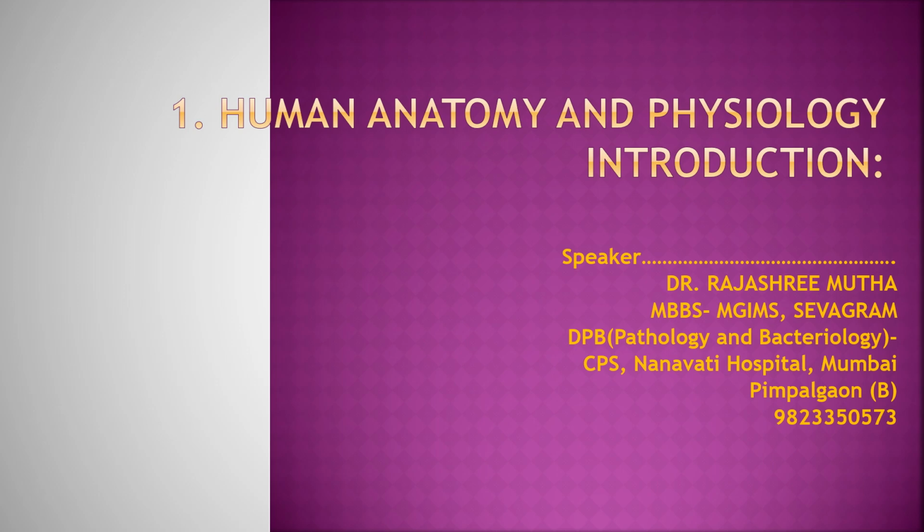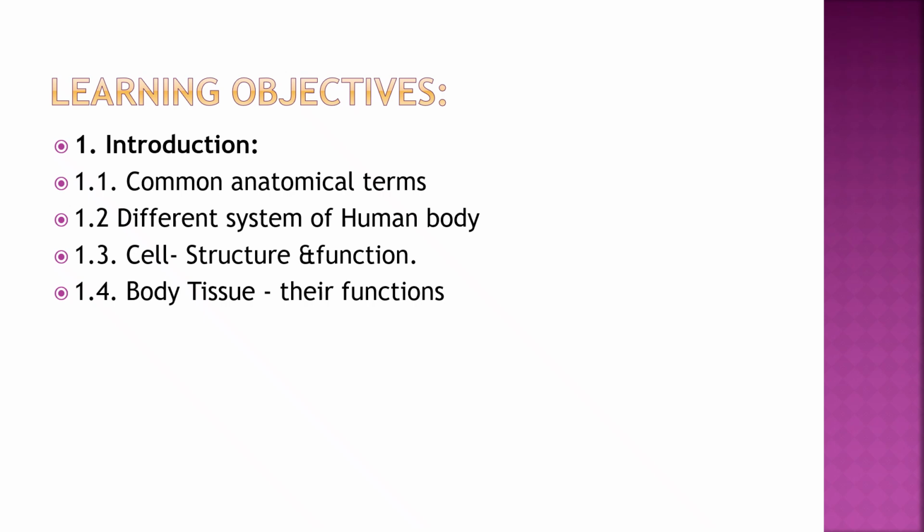So what is anatomy? Anatomy is the study of the structure of the body parts, and physiology is the functions of the body parts. So first is learning objectives. First, introduction: 1.1 common anatomical terms, 1.2 different systems of the human body, 1.3 cell, 1.4 body tissue.